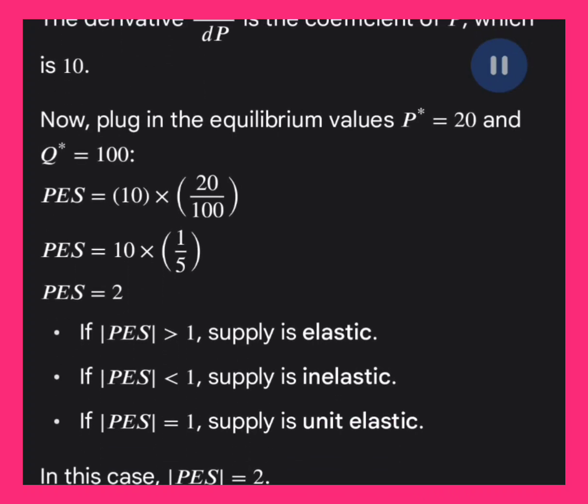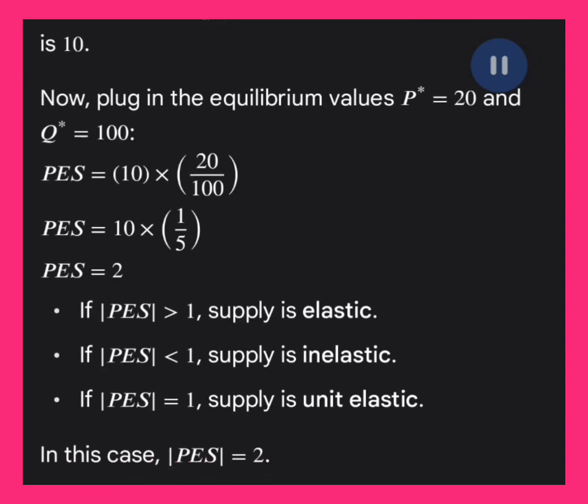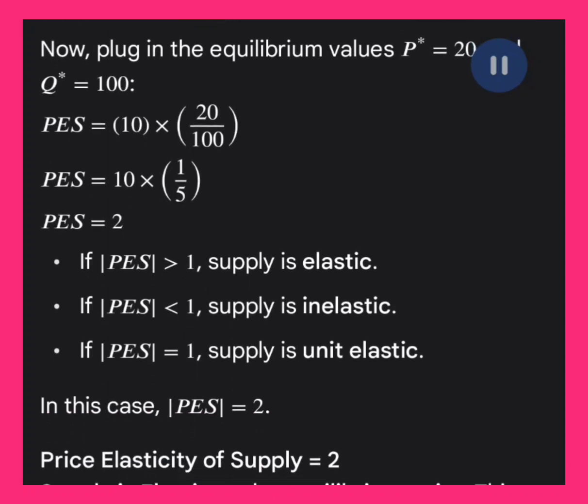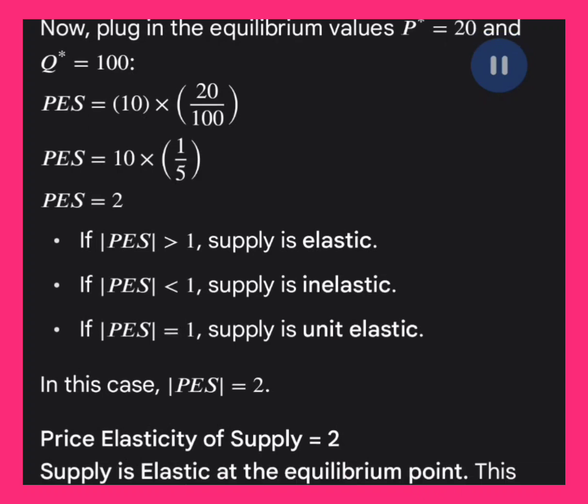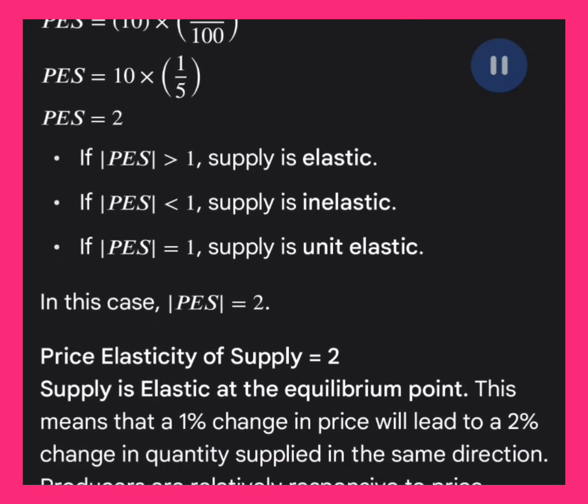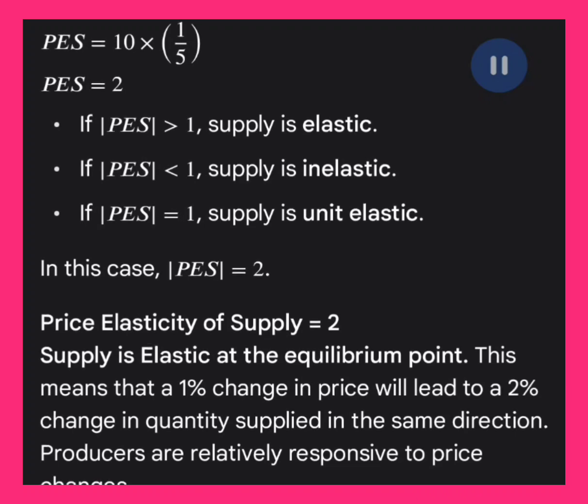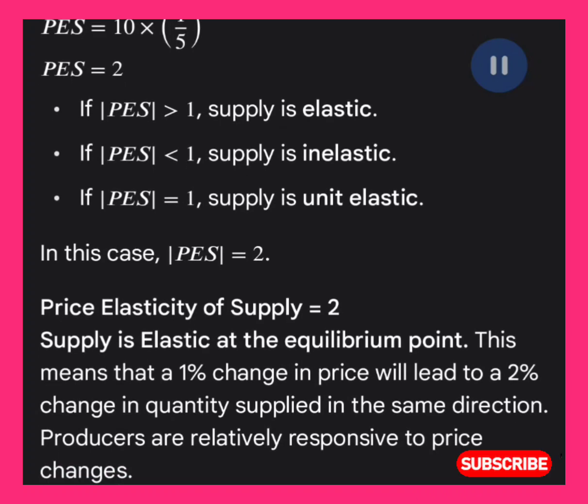If PES is greater than 1, supply is elastic. If PES is less than 1, supply is inelastic. If PES equals 1, supply is unit elastic. In this case, PES equals 2. Price elasticity of supply equals 2. Supply is elastic at the equilibrium point. This means that a 1% change in price will lead to a 2% change in quantity supplied in the same direction. Producers are relatively responsive to price changes.